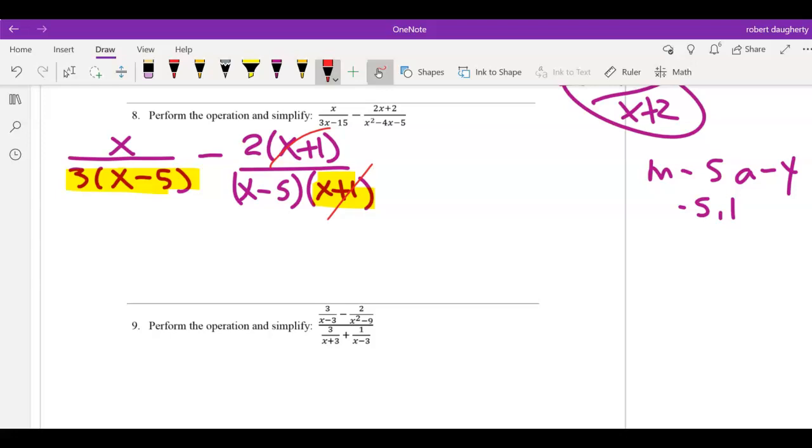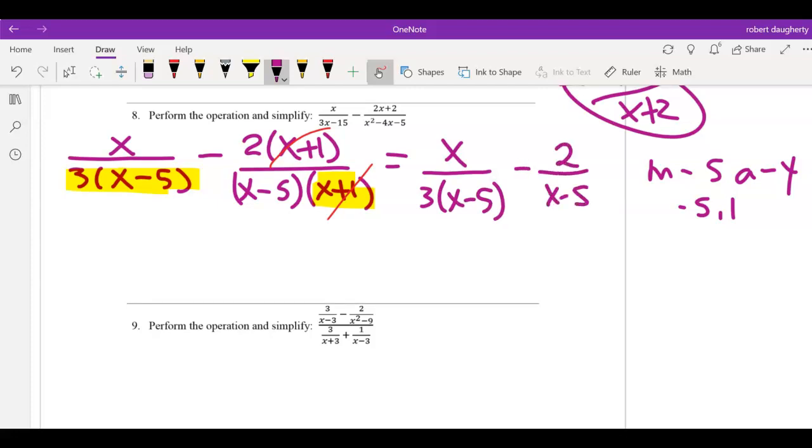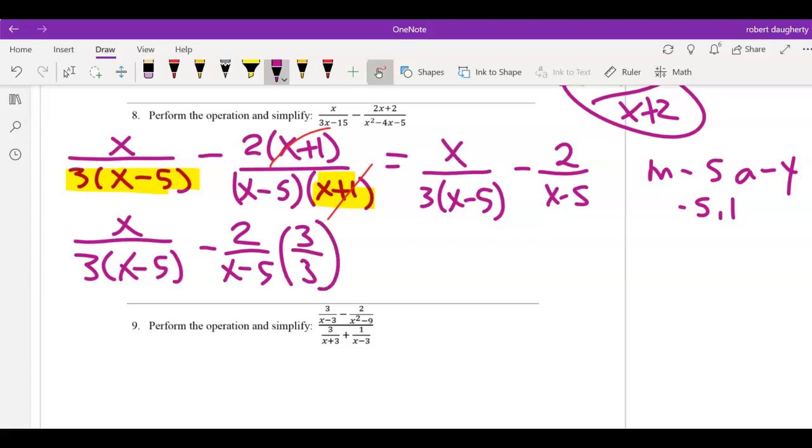It's going to make this problem easier because this problem turns into x over 3 times x minus 5, minus 2 over x minus 5. The common denominator is 3 times x minus 5. So this problem is x over 3 times x minus 5 minus 2 over x minus 5, multiply that by 3 over 3. Now I have the common denominator. So this is x minus 6 over 3 times x minus 5.